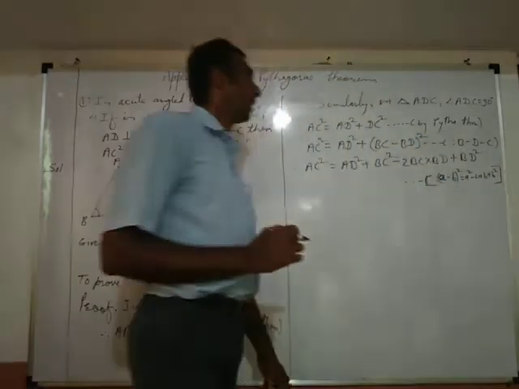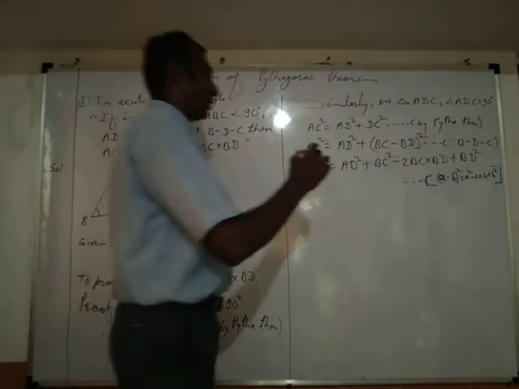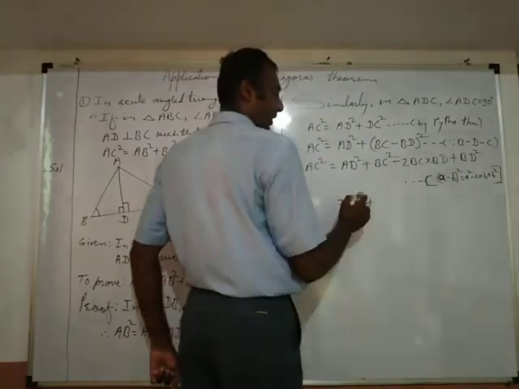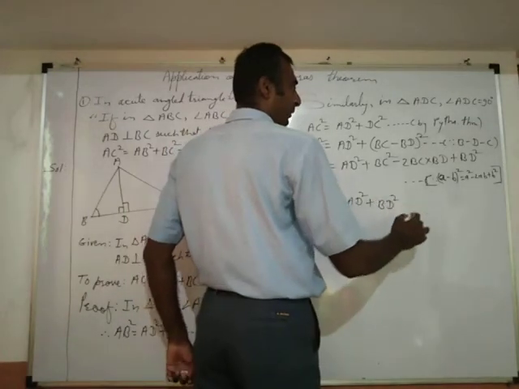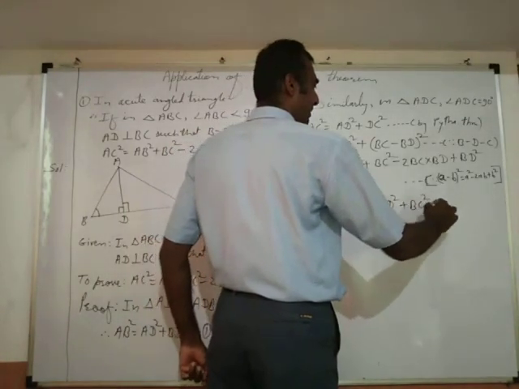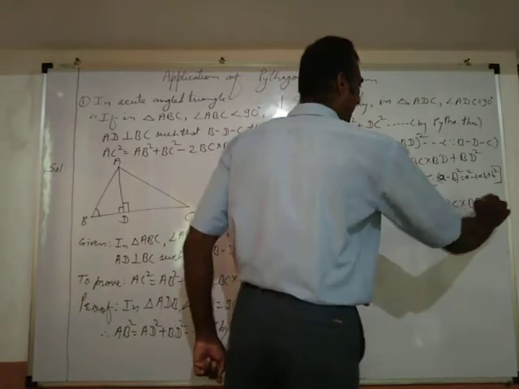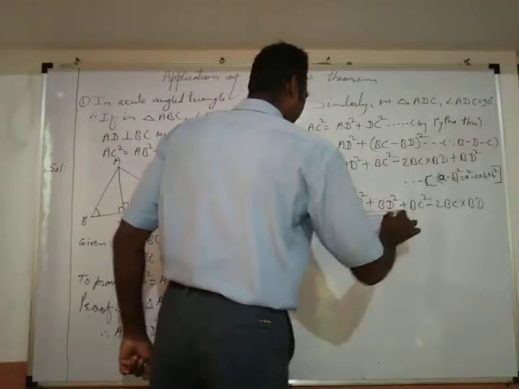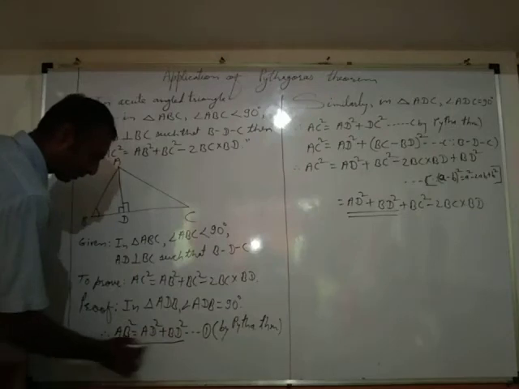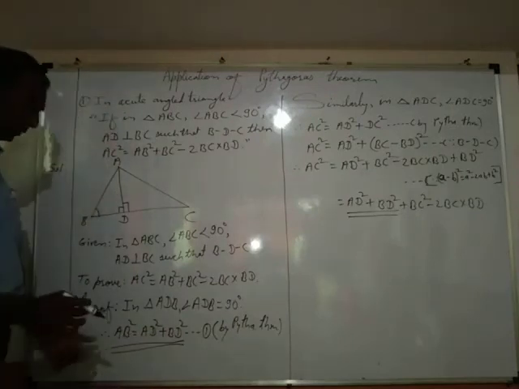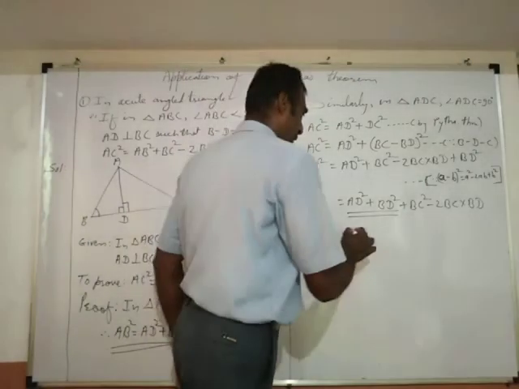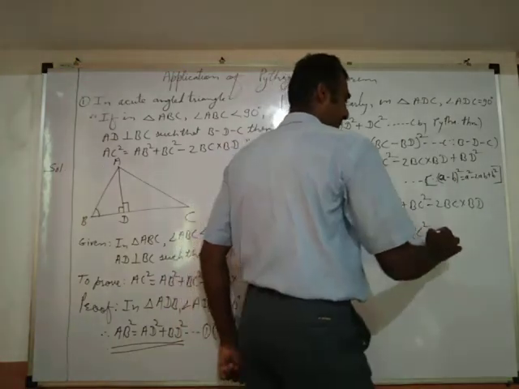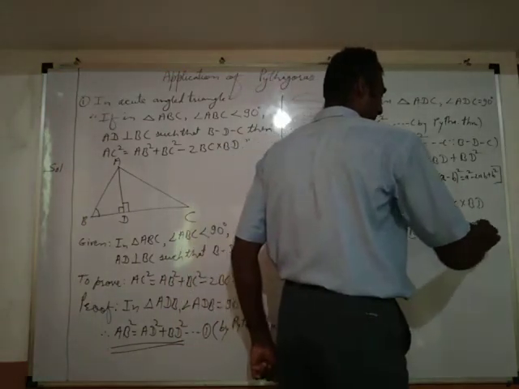Now let's rearrange this equation as what? AD square as it is. Let's bring close that plus BD square. Okay, BD square plus BC square as it is minus twice of BC into BD again as it is. Now AD square plus BD square, already we have AD square plus BD square as what? AB square. Let's put there equals AB square plus this BC square as it is minus twice of BC into BD.